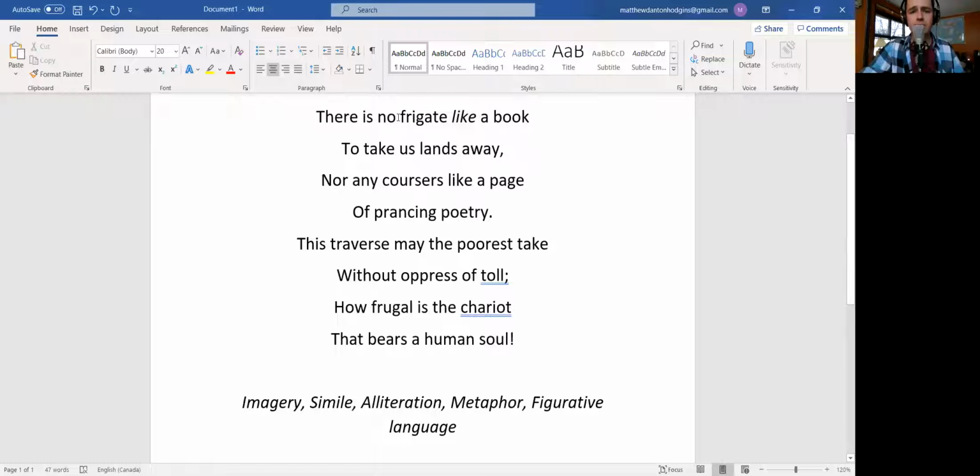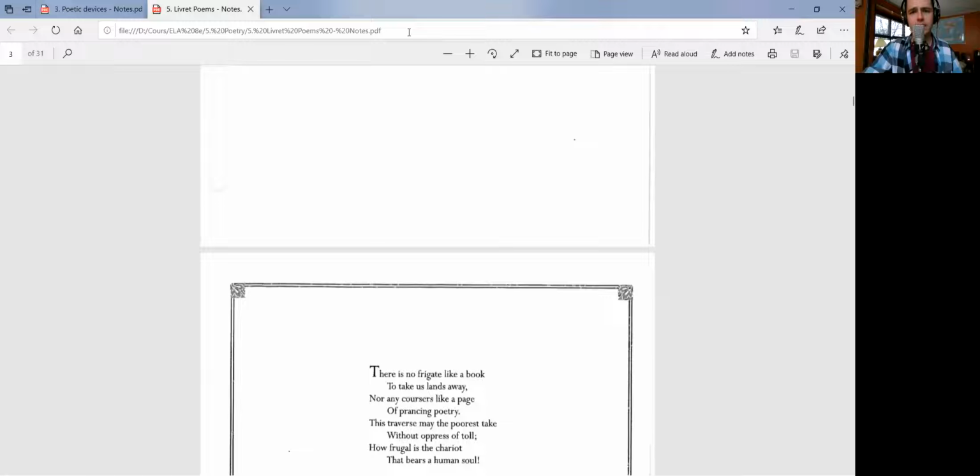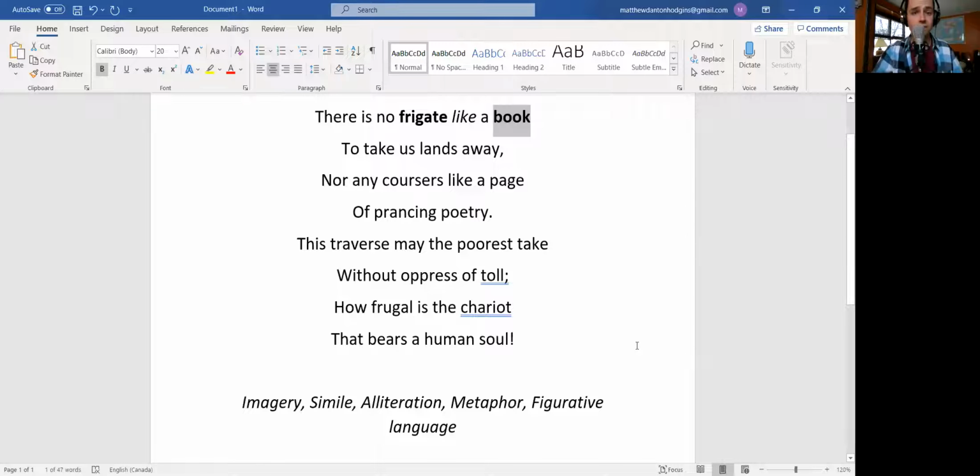So that comparison right here is between frigate, pardon me, and book. And if you look at the rest of the sentence, we are saying that there is no frigate like a book. So a book makes a better frigate than a frigate itself. Now, I forget what a frigate is, so let's go have a look really quickly. You can go back and forth, of course. It is a medium-sized warship with sails. Okay. So it is a boat with sails, meaning that it goes on long voyages, right? And it goes on long voyages in a vast open sea.